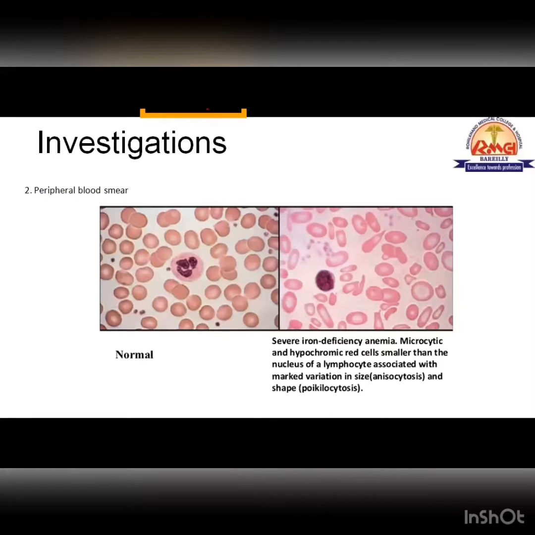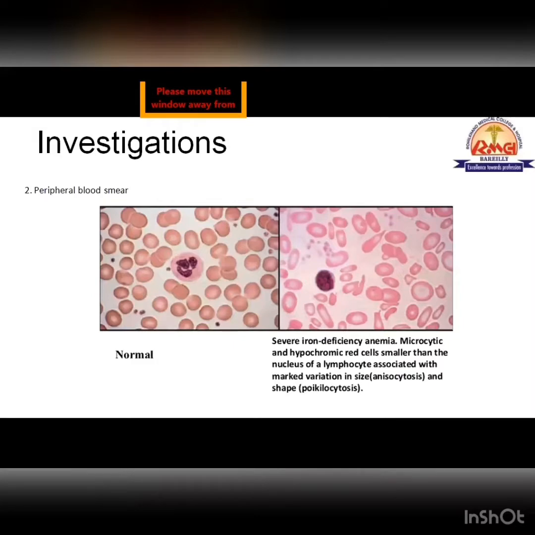There are also different shapes. If different shapes are there in the PBS, it is called poikilocytosis. If different sizes are there, it is called anisocytosis. Anisocytosis is all about the size of RBCs, and poikilocytosis is all about the shape of RBCs. In the peripheral blood smear, if the size is less than a small lymphocyte, it is microcytosis.